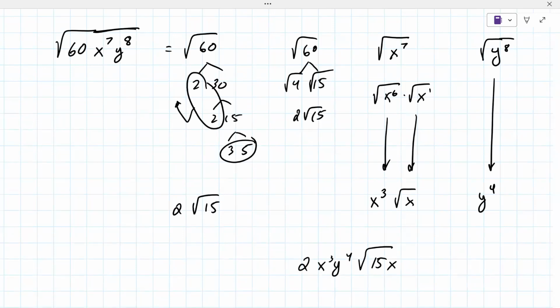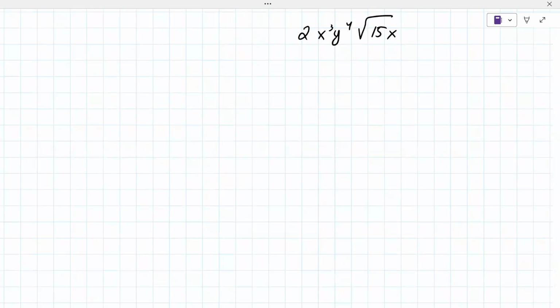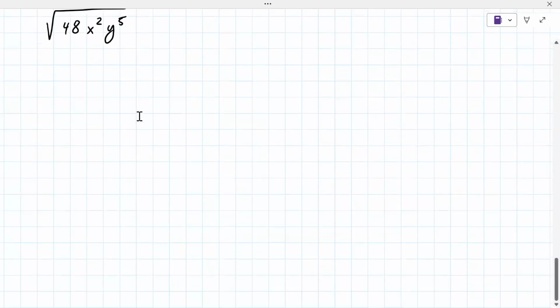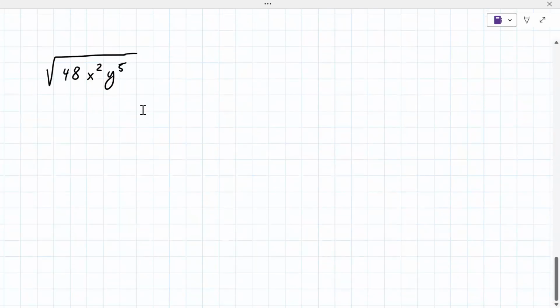Okay, let's try another one here. Is that okay with you? Yeah. All right, let's go: square root 48 x squared y to the fifth. Want to try that, please.